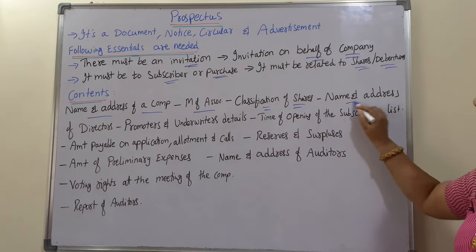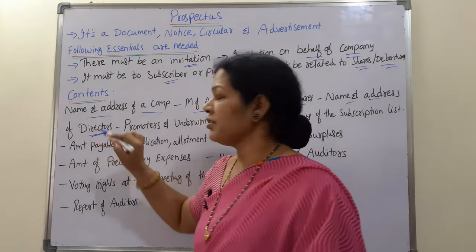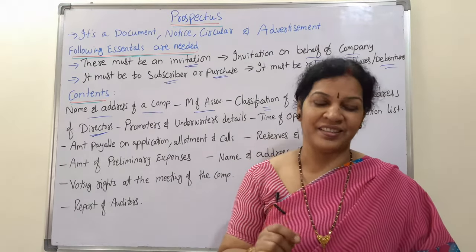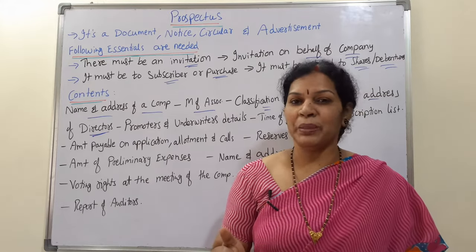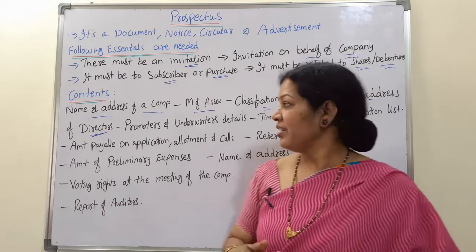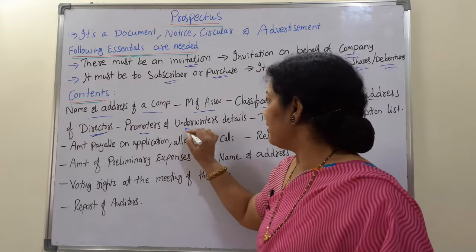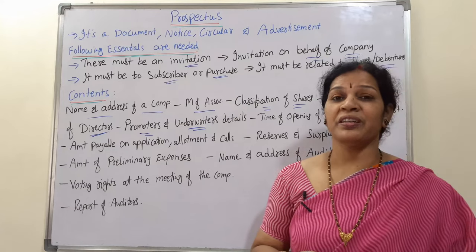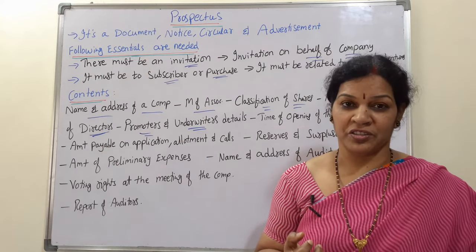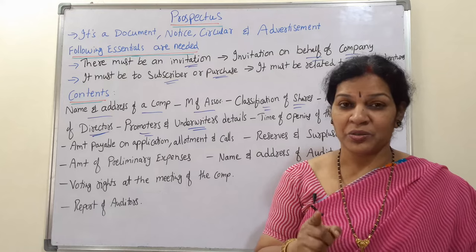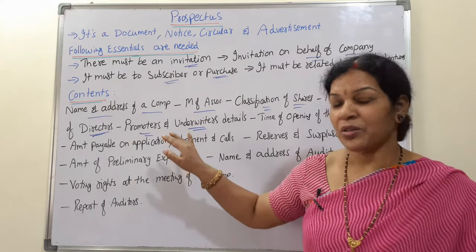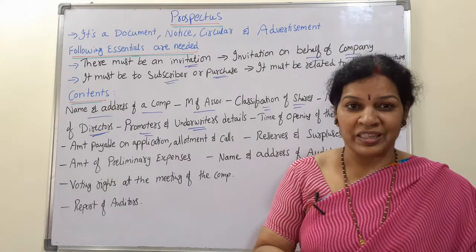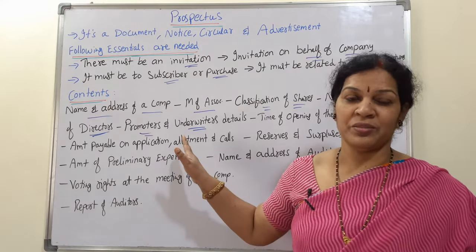And also the names and addresses of the directors. How many directors there are, their names along with their addresses, are clearly mentioned so that people can rely on this organization. The next one is the promoters and underwriters details. Every company depends on the promoters and underwriters to accumulate the shares and debentures. You know that. So who are the promoters? Who are the underwriters? Underwriters means those who take up the shares. Their names and details are also clearly mentioned in this prospectus.